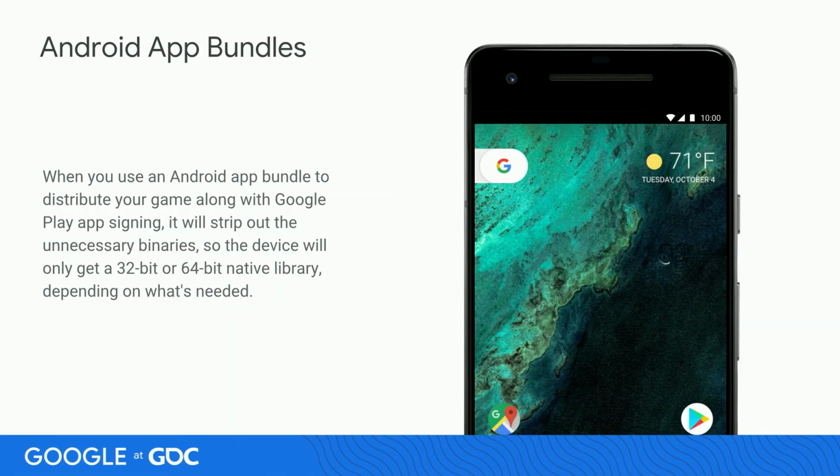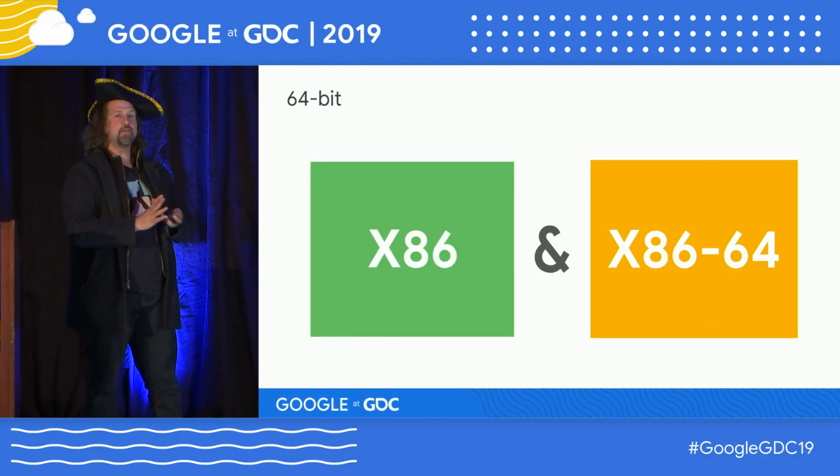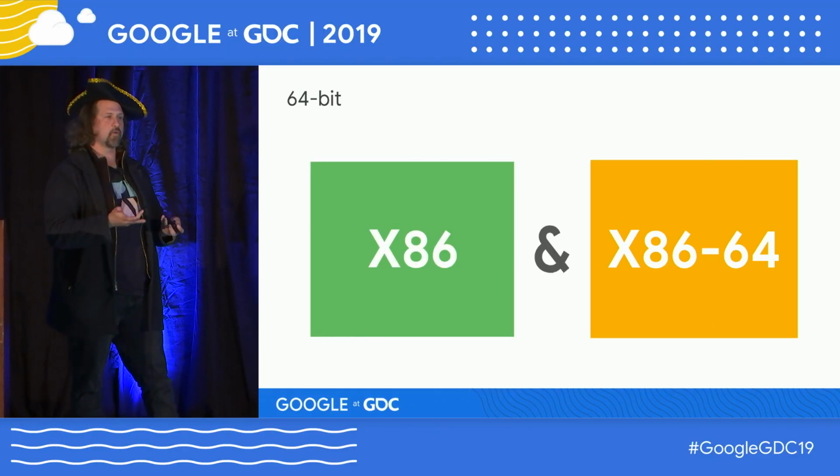We've talked about these a whole bunch. These are great because they strip out the unnecessary binaries when you distribute your game with an app bundle and use Google Play App Signing. So if you have a 32-bit and a 64-bit binary in your app, the device will only get the one that it actually needs. And while you're at it, you can bundle x86 and x86-64 support with no size penalty to your ARM apps. And these versions will work better on a lot of Chrome OS devices.